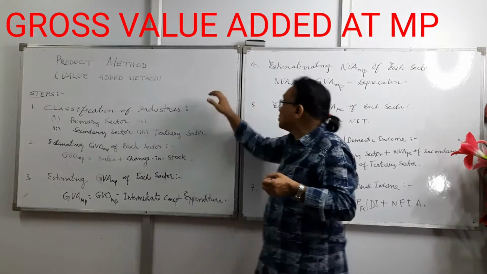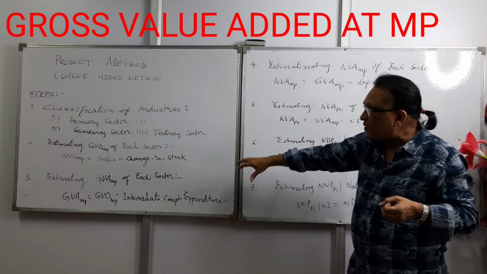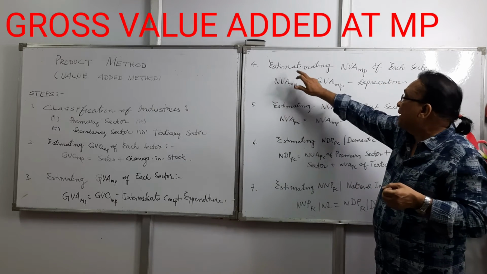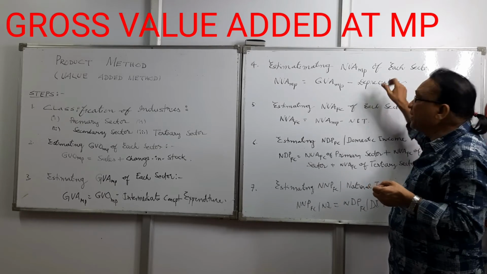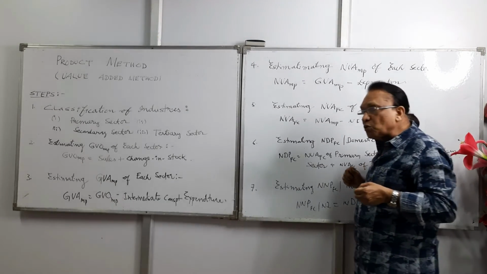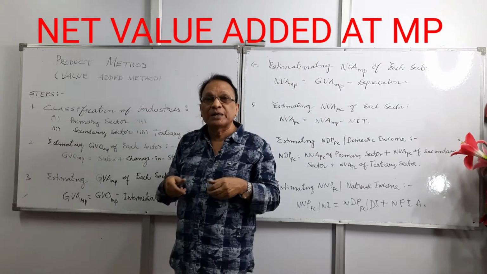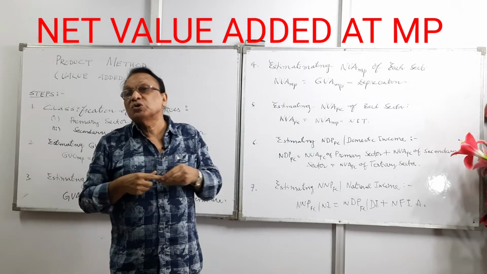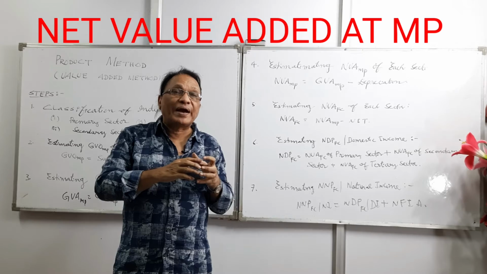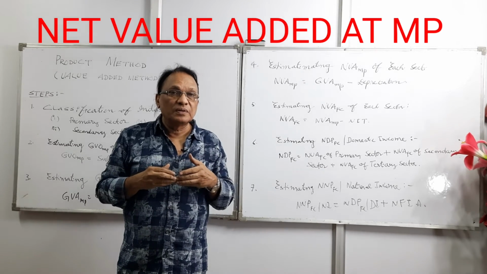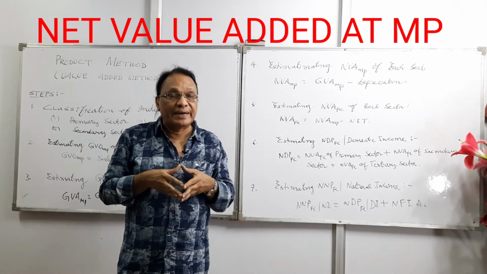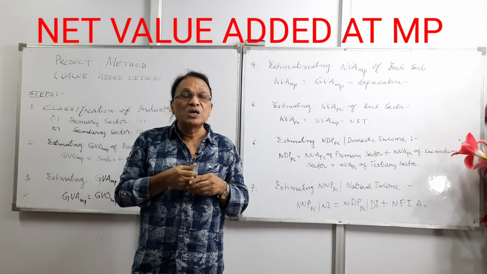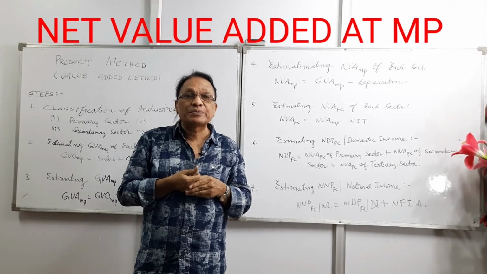Let's go to the third step. So this third step is over. Let's go to the fourth step, estimating net value added at market price of each sector. How do we get net value added at market price? We discussed already, you remember, any gross value. If you subtract from the gross value depreciation, or we call it as consumption of fixed capital, you get net value added at market price.